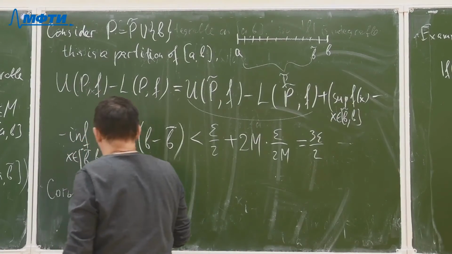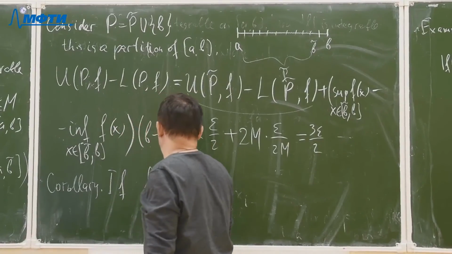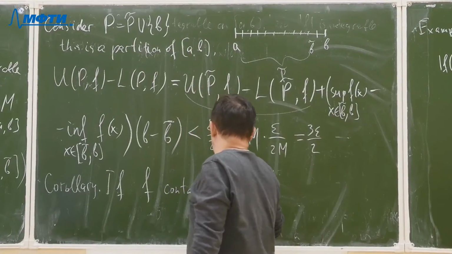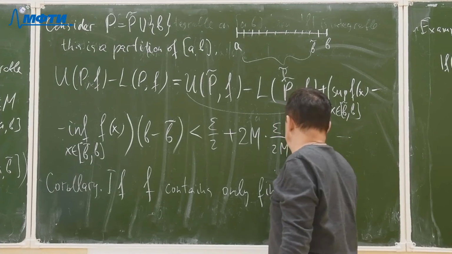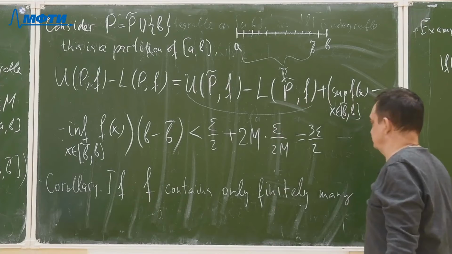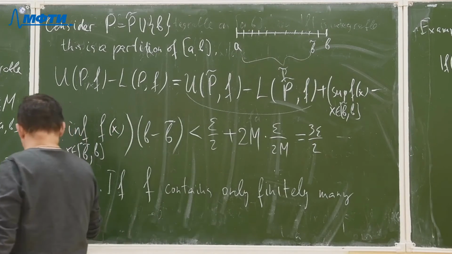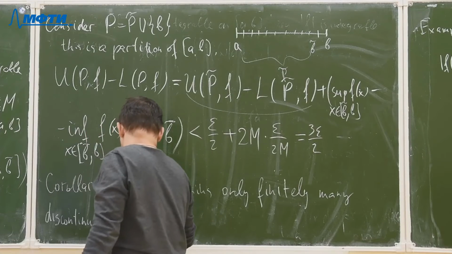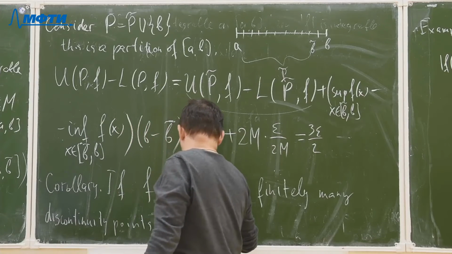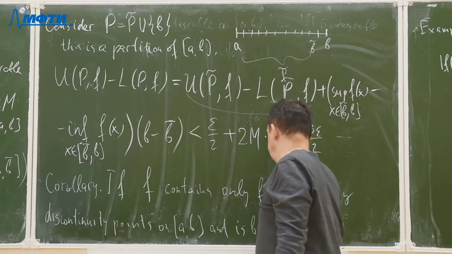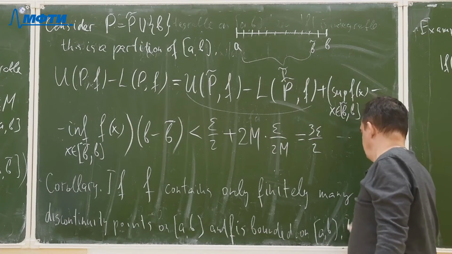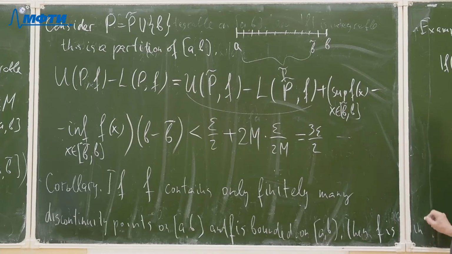Corollary. If f contains only finitely many discontinuity points on [a, b] and f is bounded on [a, b], then f is integrable on [a, b].